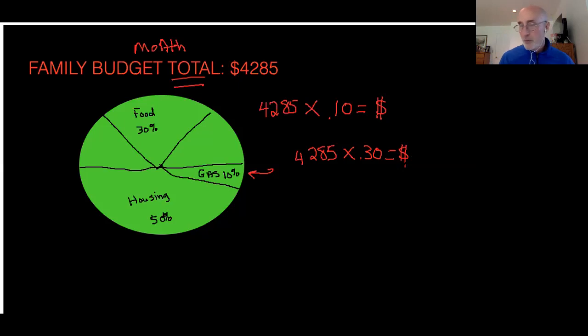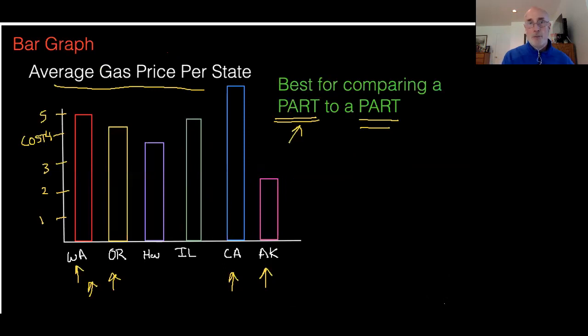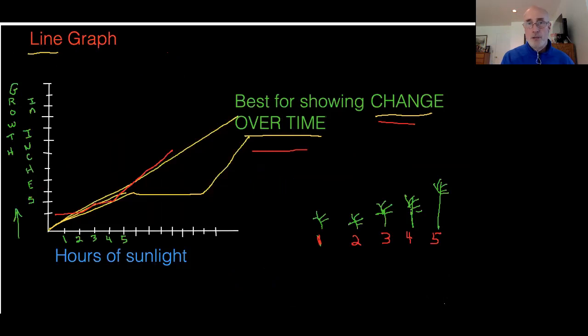But that is the difference between a pie chart, which is this one here, which compares a part to the whole, a bar graph, which compares a part to a part, and a line graph, which compares a change over time. And I hope this was helpful.